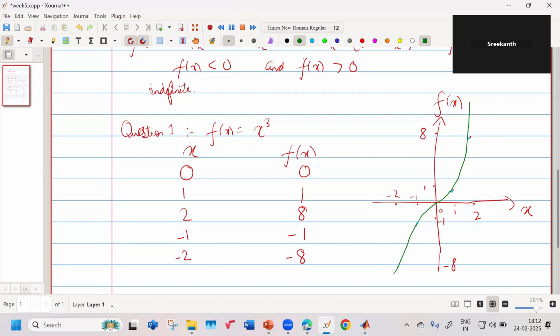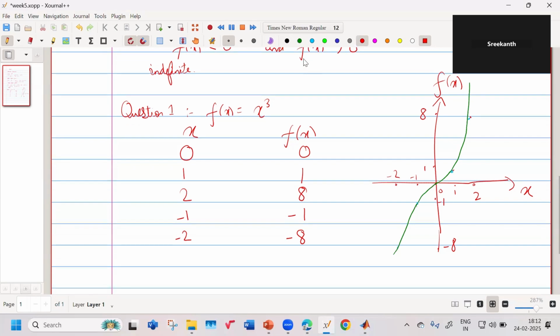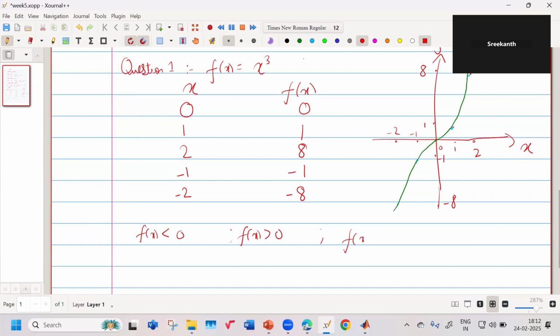So this is the plot of f of x. Now if you consider, is f of x positive definite or negative definite or semi or indefinite? If you look at this, f of x is taking values less than 0 and f of x is taking values greater than 0. So we can say that f of x is indefinite.